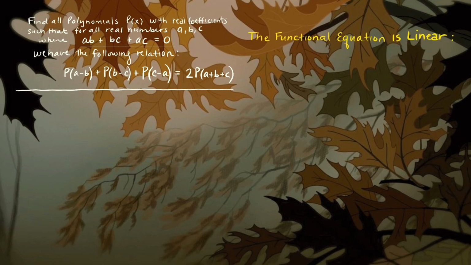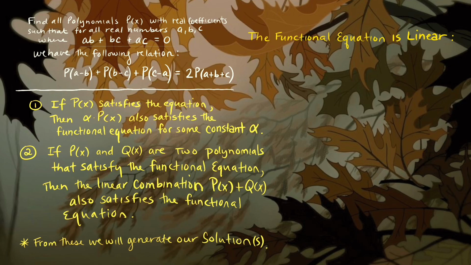Now, something to note about this particular functional equation, as with many, is that it is a linear equation. What that means is that we can multiply it by a constant, and that will also satisfy the functional equation, as well as if we have two solutions, p and q, those two polynomials can be added together and a linear combination will also satisfy the functional equation. So those two pieces together will help us stitch together what the polynomial that we're looking for will be. So keep this in the back of your mind and let's get to it.